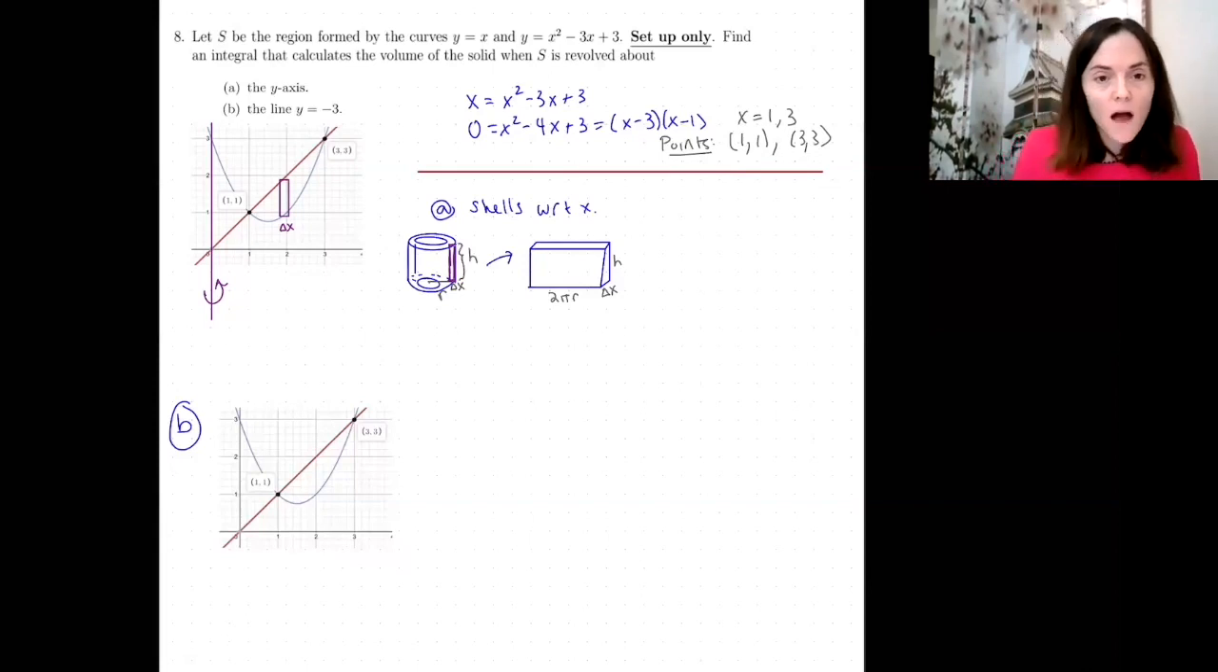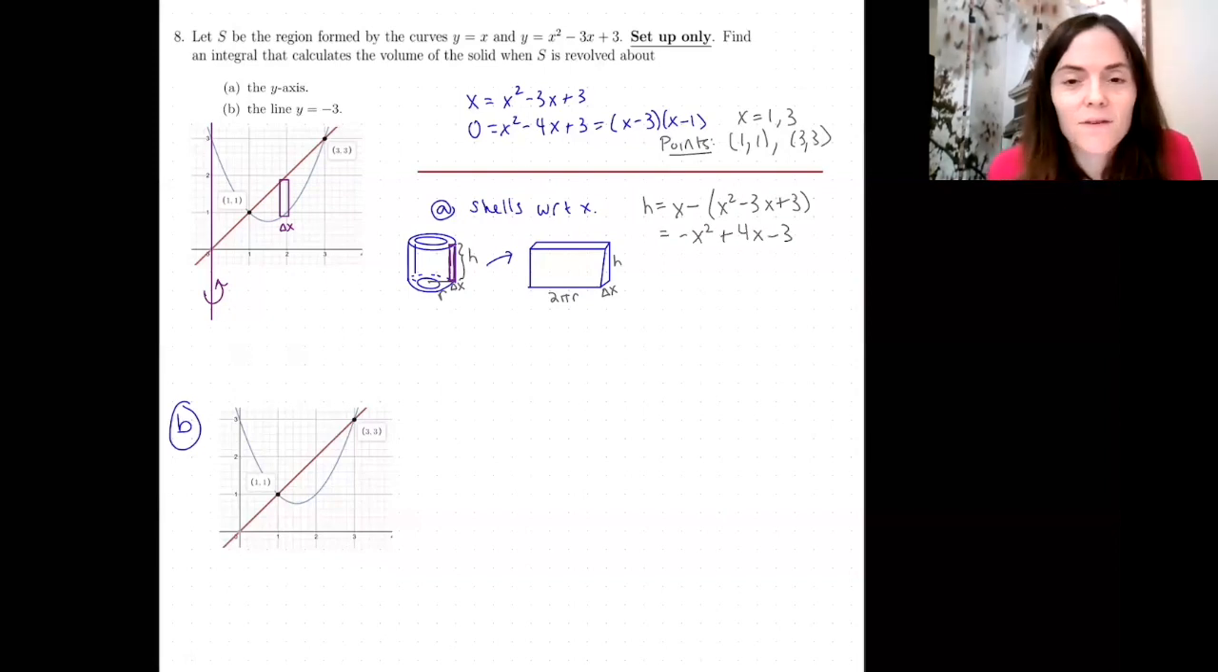And now we need to read everything off the picture. Well, the height is this height. This is something you did when you had area between two curves: it's upper minus lower. The height of the shell, I'll write it over here, would be x minus this, which we can slightly simplify. We get negative x squared plus 4x minus 3. This is the height of the shell.